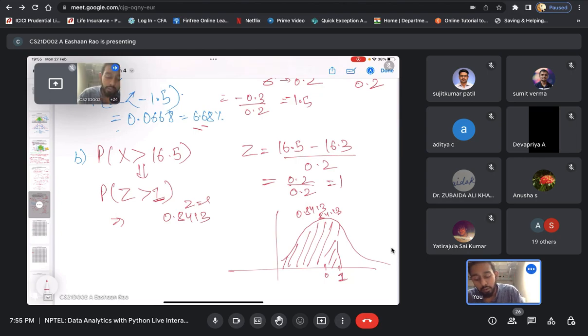So all the values less than that come within one value. But we have a quotient that the z value should be greater. So our focus should be the area above 1, that is this part. So what we have to do is subtract from 1. If we do this, we will get the value of 0.1587. That is around a 15.87 percent chance that your pizza is greater than 16.5.